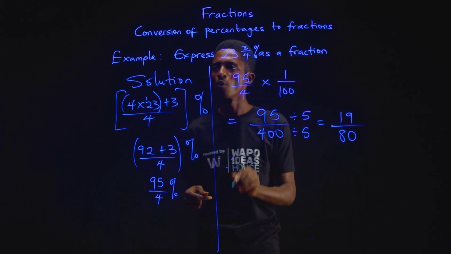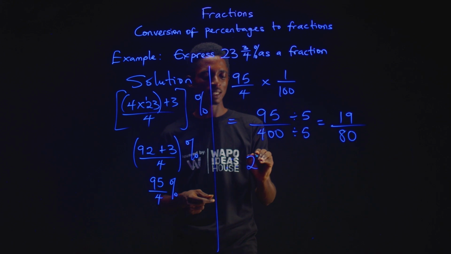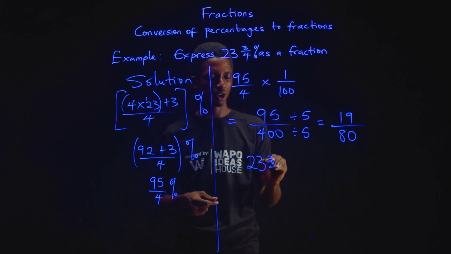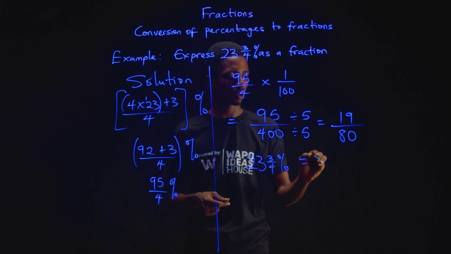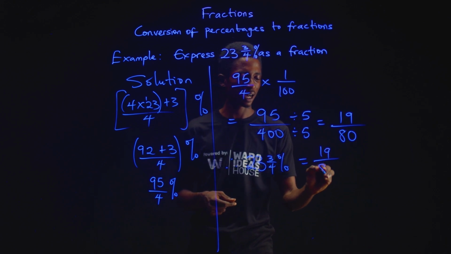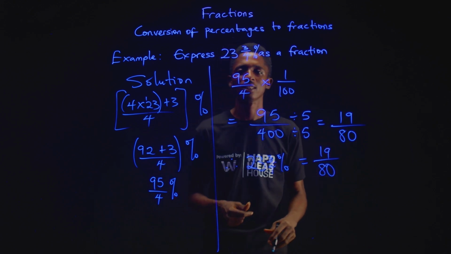19/80. Therefore, we conclude to say 23 whole number 3/4% equals 19/80. Thank you.